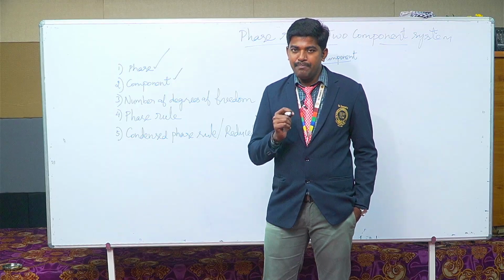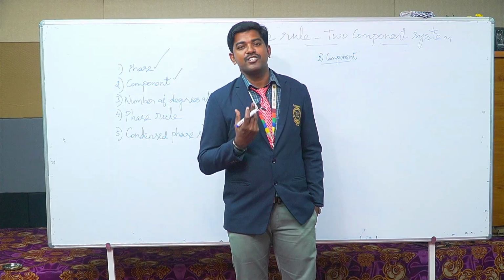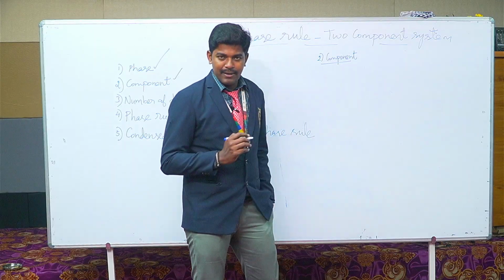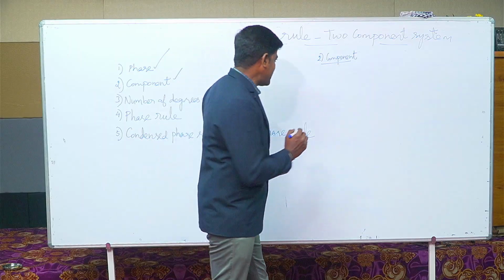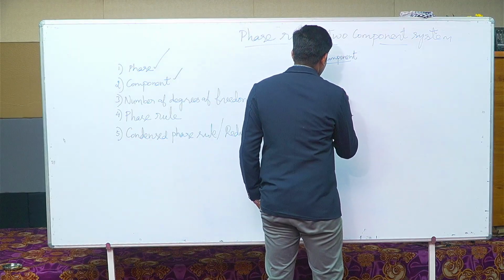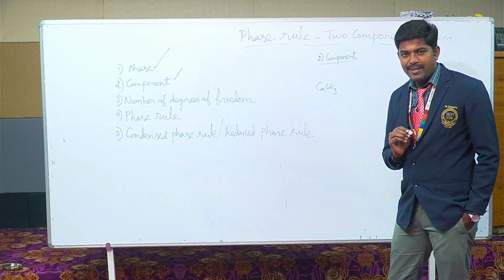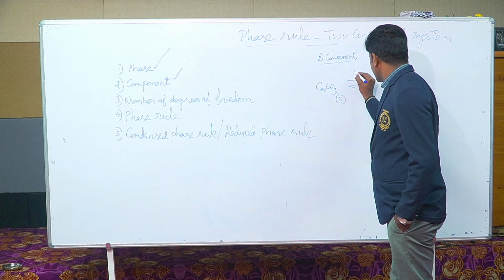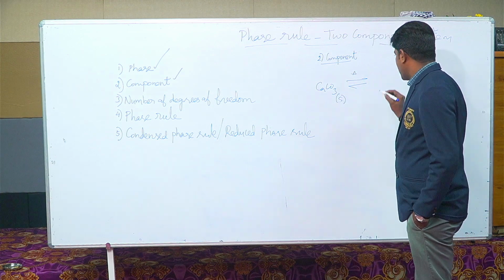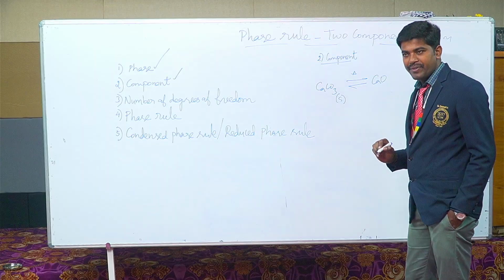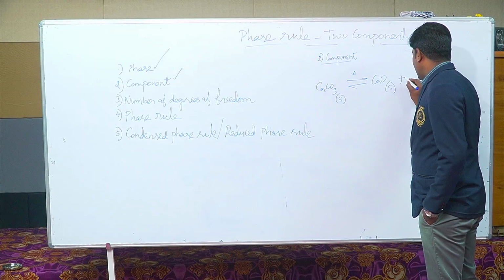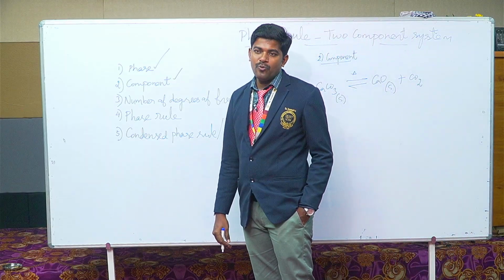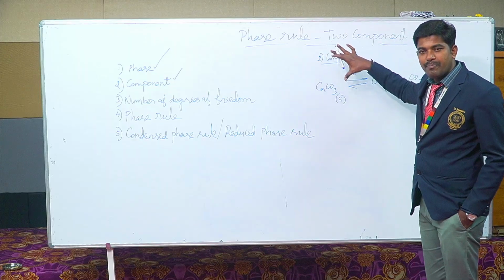If I explain an example, it is easy to understand the definition of a component. Without an example, it is a little bit tough to follow. So I will write one example, the decomposition of calcium carbonate. Calcium carbonate is a solid material. While heating, it decomposes into calcium oxide, which is also a solid material, and it emits carbon dioxide.